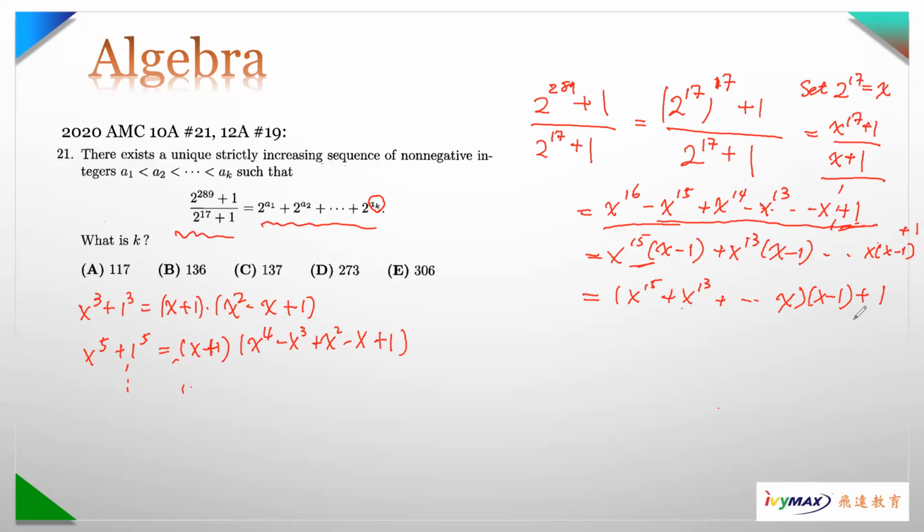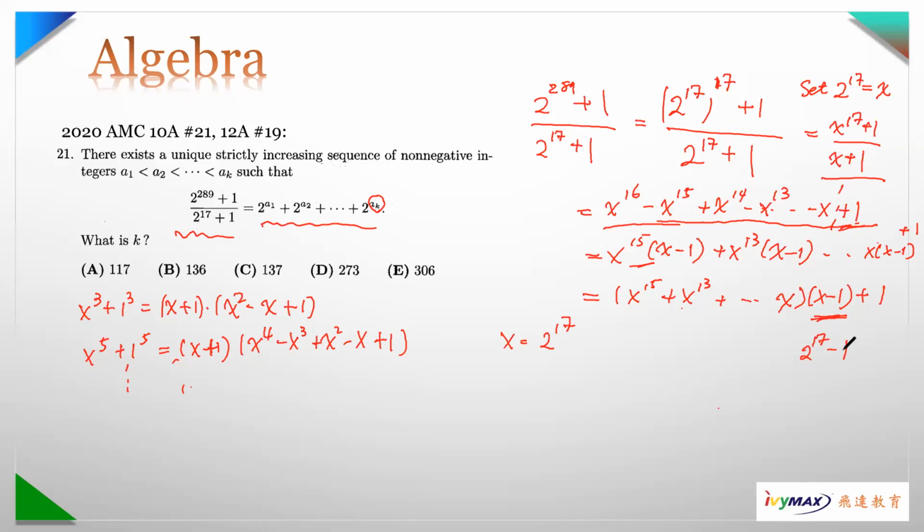And then since we know the k represents the number of the exponent based on 2, so now I have an x. So x is 2 to the power 17, right? Okay, so this gives you what? This x minus 1 basically is just 2 to the power 17 minus 1.